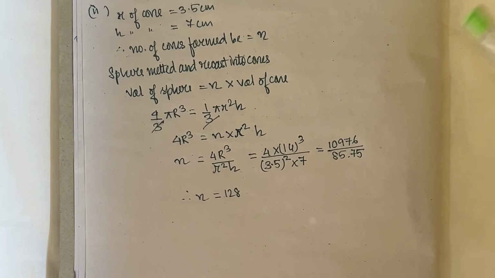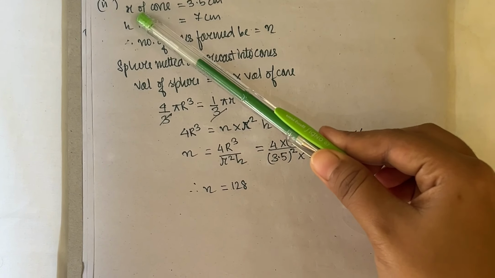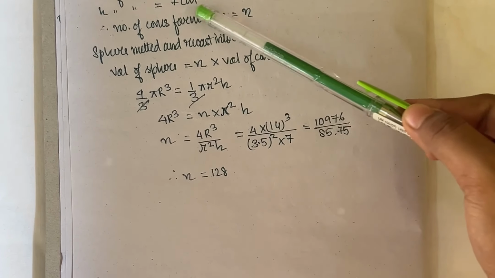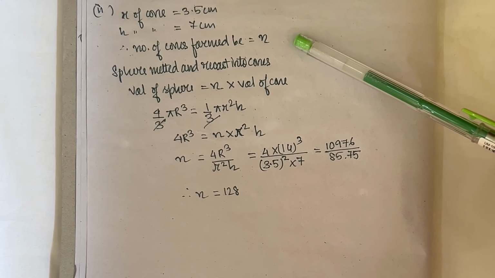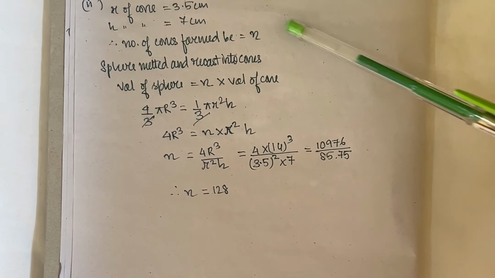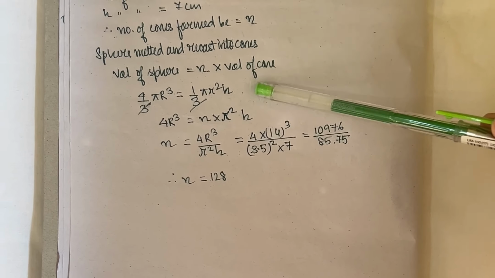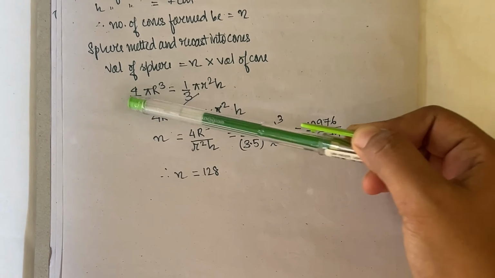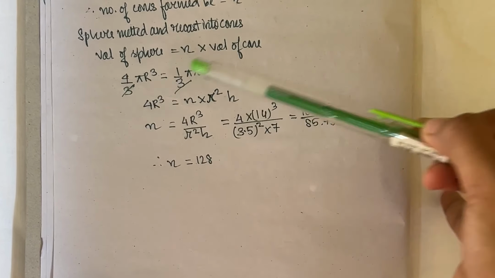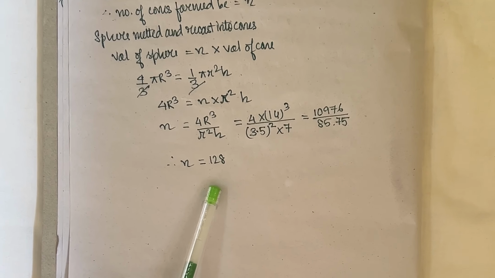Now to find how many cones are formed, first we are taking the radius of the cone and the height that is provided. The number of cones that need to be formed is n. Now the sphere is melted to form cones. So the volume of the sphere is equal to n times the volume of a cone. Putting the formulas, substituting it, and we are getting n as 128.